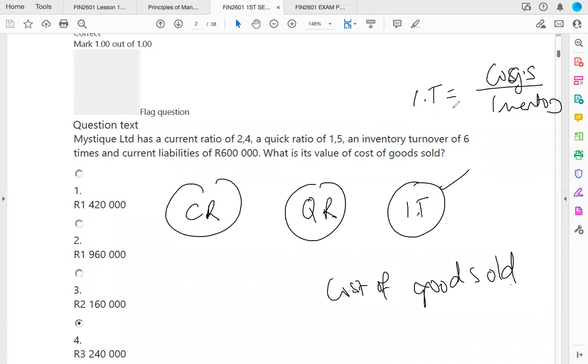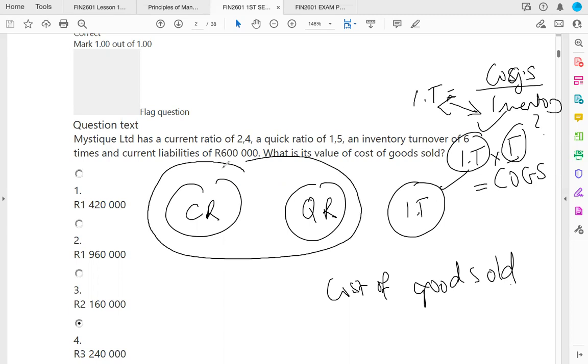So we can cross multiply. If we take inventory turnover times inventory, we can get cost of goods sold. Inventory turnover we do have, but we don't have inventory. How can we get inventory? We have to get inventory from our current ratio and our quick ratio. And then once we have that inventory, we can multiply that inventory with our inventory turnover, and then that can give us the cost of goods sold.